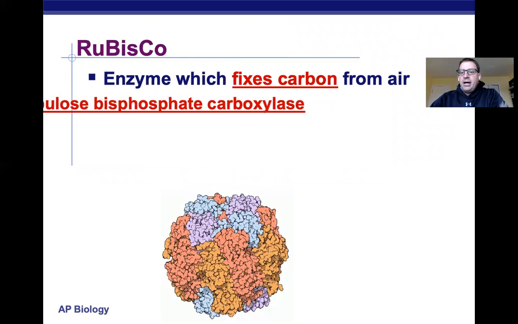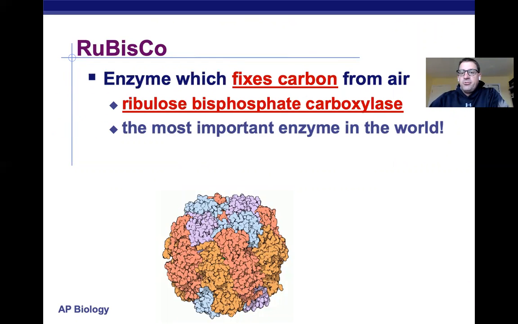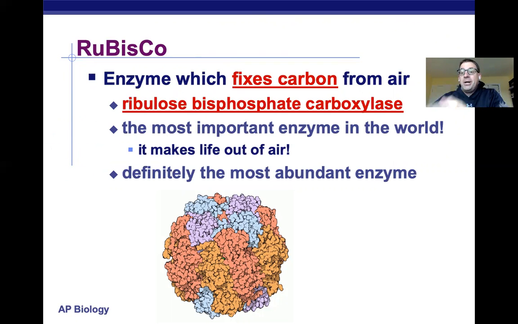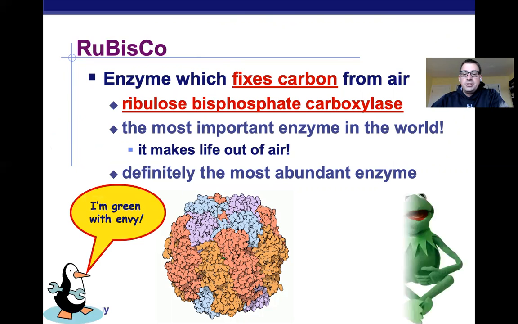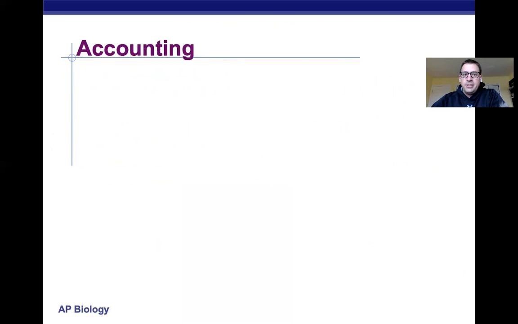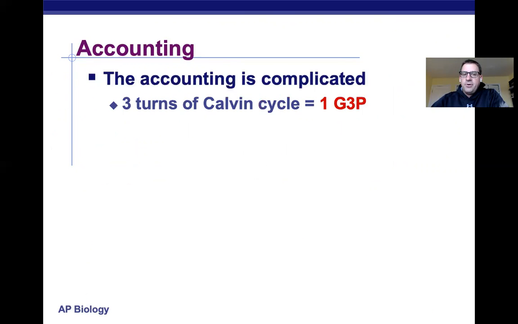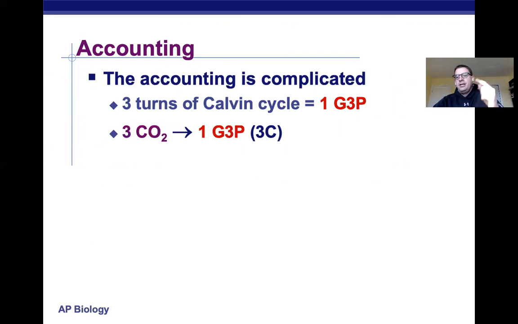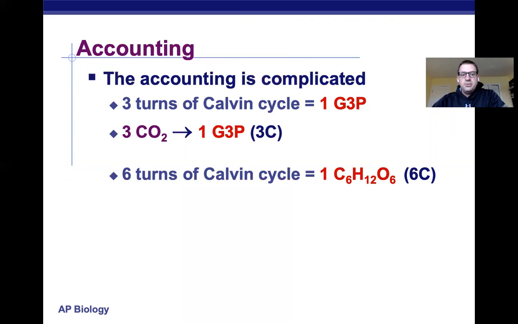Okay, a little bit about Rubisco that fixes carbon from the air. Ribulose bisphosphate carboxylase, the most important and abundant enzyme in the world. Without it, life doesn't exist, okay? So it is super duper important. So let's take a look at photosynthesis here. So 3 turns of the Calvin cycle gives us 1 G3P. So 3 CO2 coming in gives us 1 G3P. That counts as 3 turns of the Calvin cycle, 1 turn for each CO2.